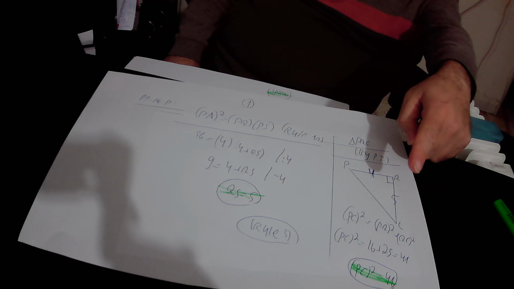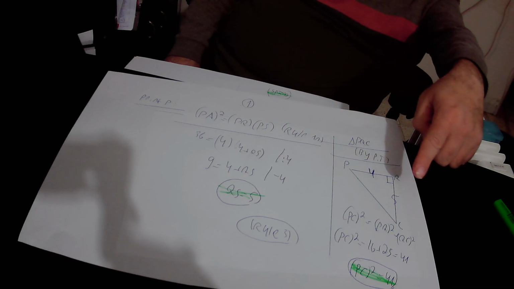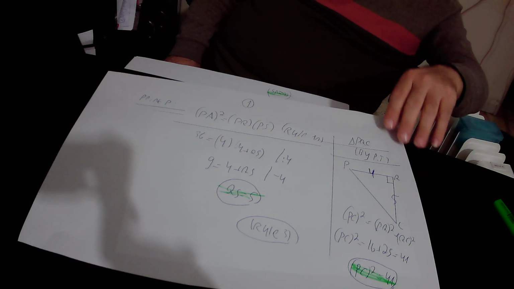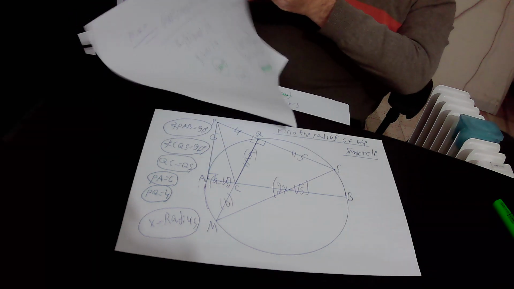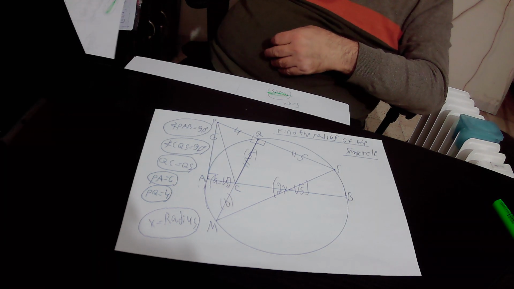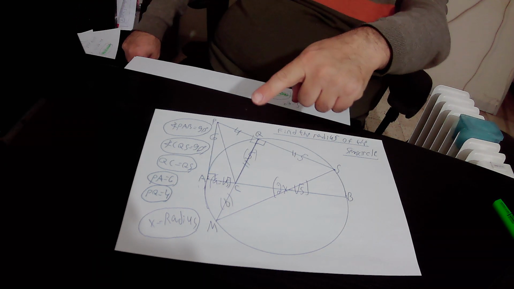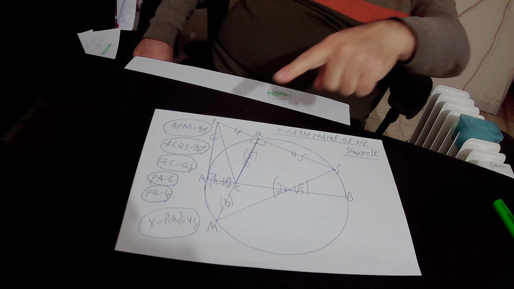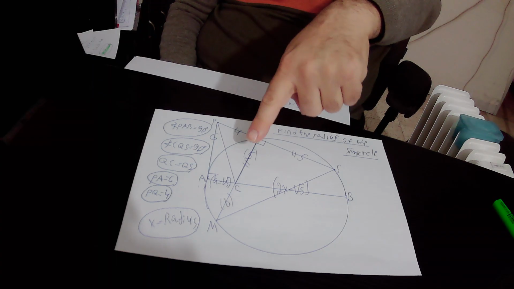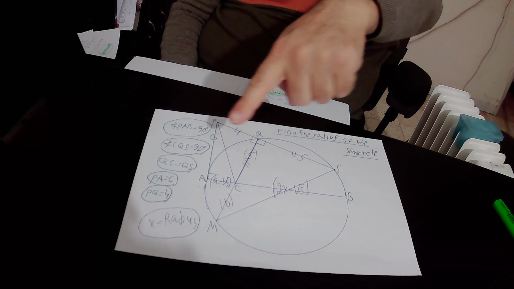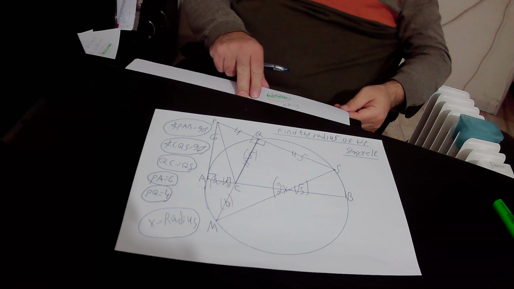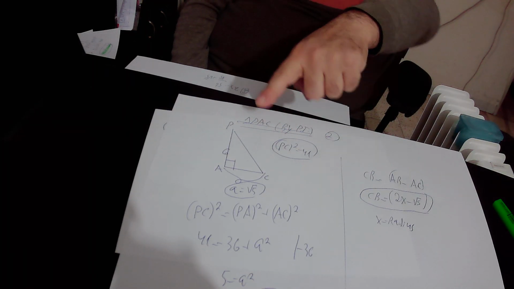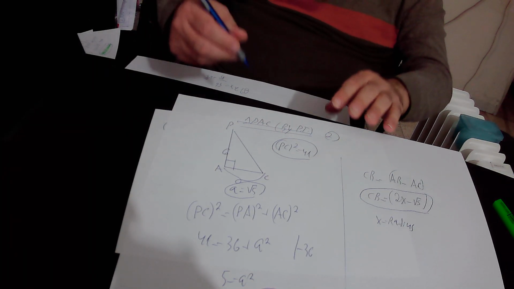So I found that PC squared, the square of the hypotenuse in the right triangle PQC, equals 41. PC squared equals 41. Then I copied the right triangle PAC onto a new page and we implemented the Pythagoras theorem in this right triangle. So this is the right triangle PAC that I copied from the original drawing.